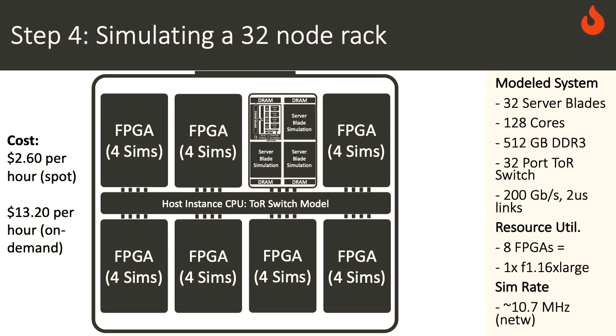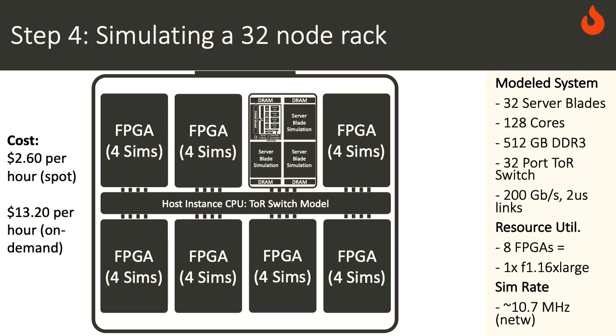So this switch model that's sitting on the host instance here, just a regular Xeon, the switch model written in C++, is communicating with each of these 32 server simulations, keeping everything synchronized, and actually modeling the 200 gig Ethernet network between them. And we can run this at about 10 megahertz. Of course, this doesn't look like a data center. This is just a single rack.